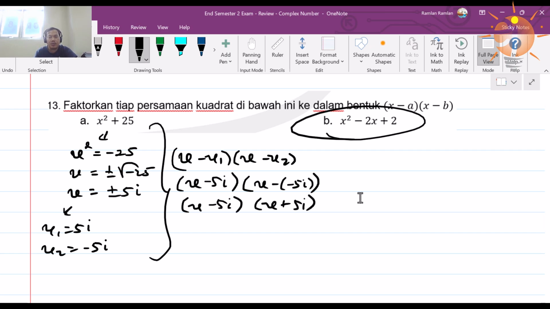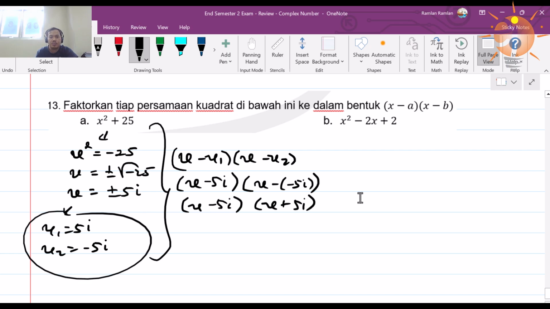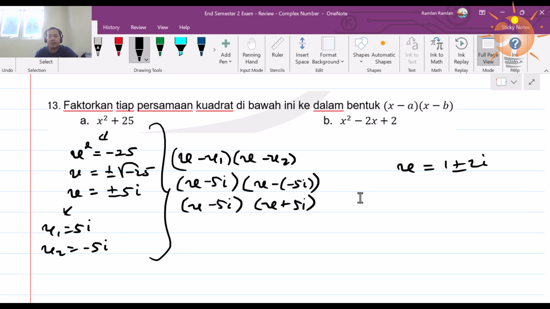The same thing with this one over here. After you find x1 and x2, just plug in like this. But be very careful if you have 2 terms. For example, if x equals 1 plus or minus 2i, you'll need to write it down like this: x minus bracket 1 plus 2i, that's the first one, and then x minus bracket 1 minus 2i. You can see that this is a multiplication. If you want to open the bracket, it's okay, but if you don't want to open the bracket, that's also fine. So that's the example for question number 13, as both of them use the same method.